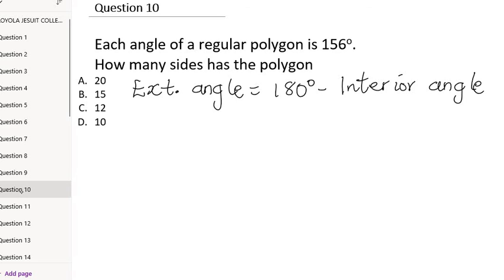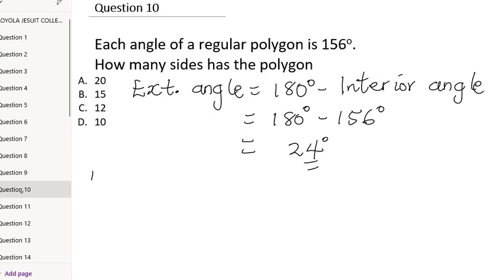Now, the second formula will be to calculate the number of sides of the polygon. But let's get this first. Now, the interior angle has been given. Okay? In the above question, we can see that the interior angle is 156. So, to get the exterior angle, we have 180 degrees minus 156 degrees. The exterior angle will be 24 degrees.